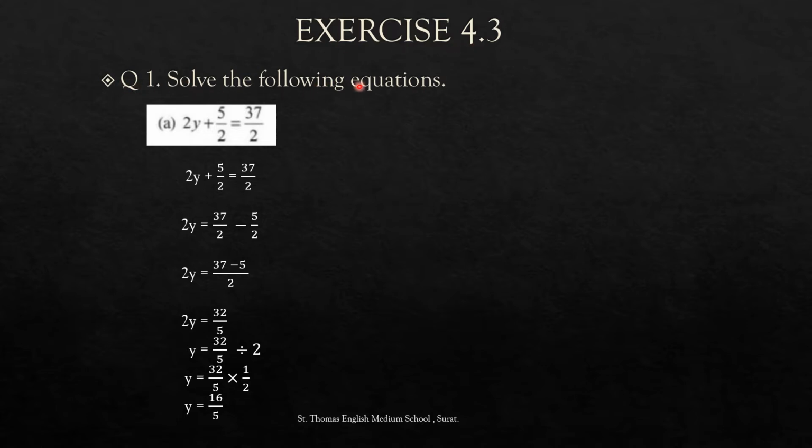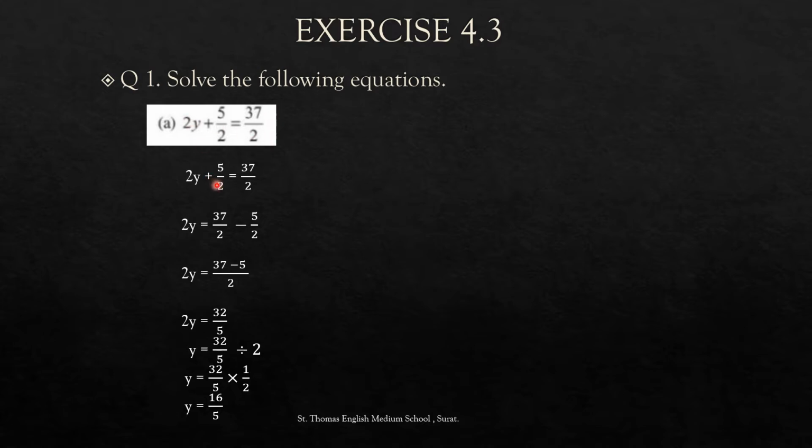Solve the following equations. In Exercise 4.2, I have already explained we are solving the equation by only one method, that is called the transposing method. That means changing one side to another side. When you are changing the side, you have to remember to change the sign. If it is plus, it becomes minus, minus becomes plus, multiplication becomes division, and division becomes multiplication. Clear? Question number A: 2y plus 5 by 2 is equal to 37 by 2.